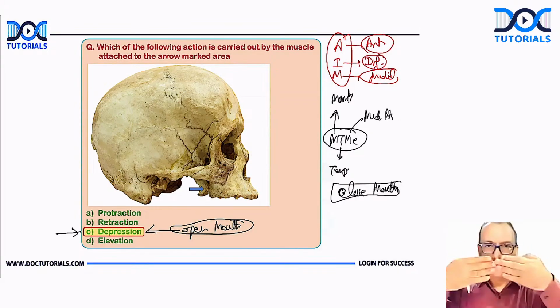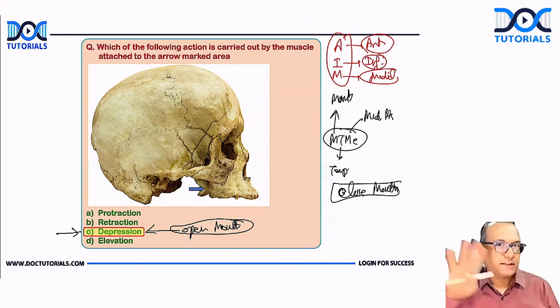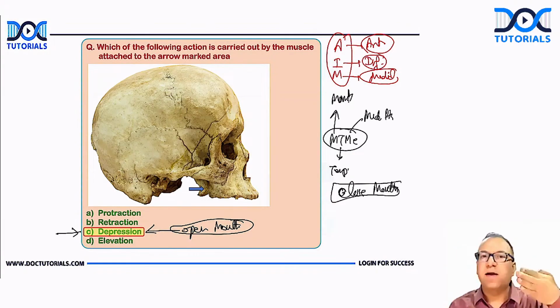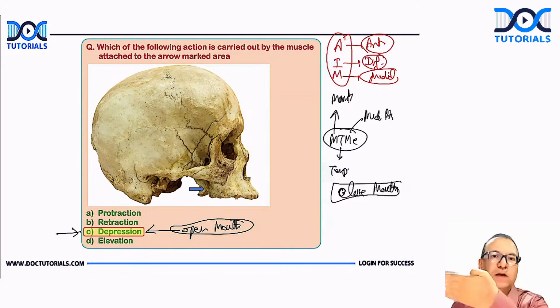What will happen if the right-sided trigeminal is not working? If the right-sided trigeminal is not working, the right-sided lateral pterygoid is not working. If the right-sided lateral pterygoid is not working, what will the left lateral pterygoid do? It'll keep pulling the jaw, and the jaw will deviate to the same side of the lesion. It is just like the tongue deviating to the same side of the lesion.